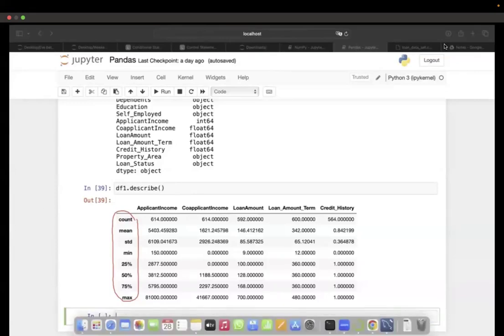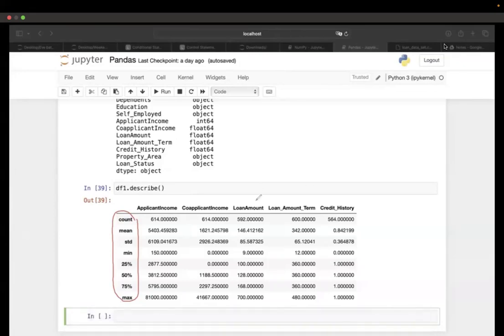And out of that 614 entry, applicant income contains all 614 entries, which means it is filled, right? No null values. Co-applicant income, again, no null value. Loan amount, 592 out of 614, contains null value. 600 out of 614 contain null value. 564 out of 614 contain null value. These are filled properly. These columns do not have null entries, but these three have null entries.